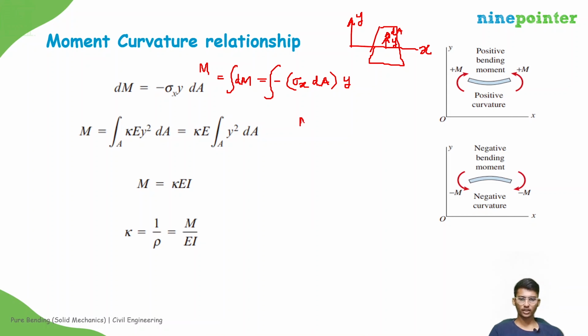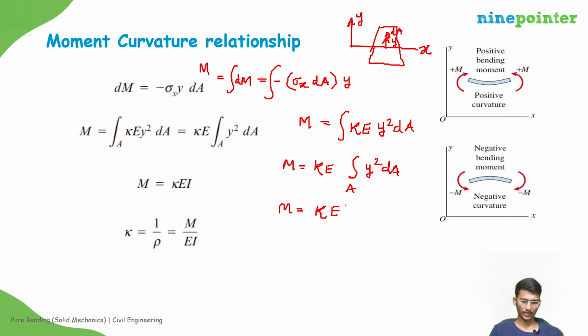So the bending moment at that cross section M is given by, with the value of sigma x being minus E into kappa y, kappa into E y square dA. So we get kappa into E integral over A of y square dA. This will be equal to I. So M is equal to kappa into EI. This I is known as the area moment of inertia.